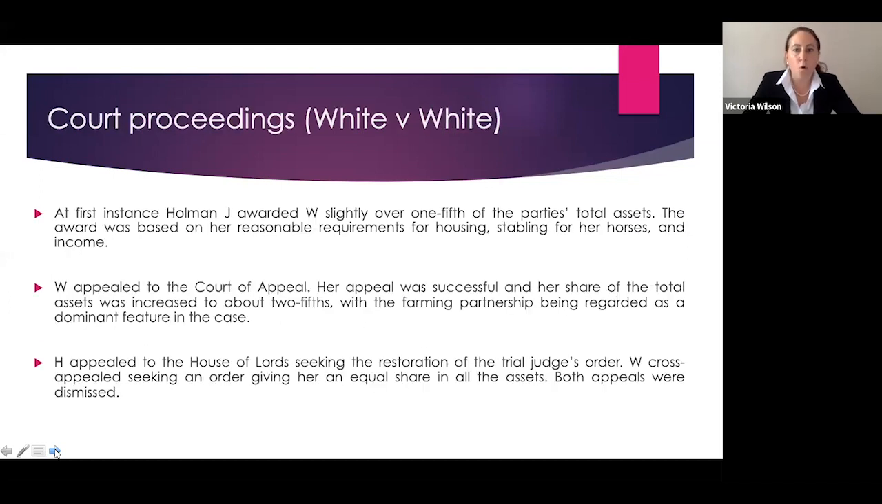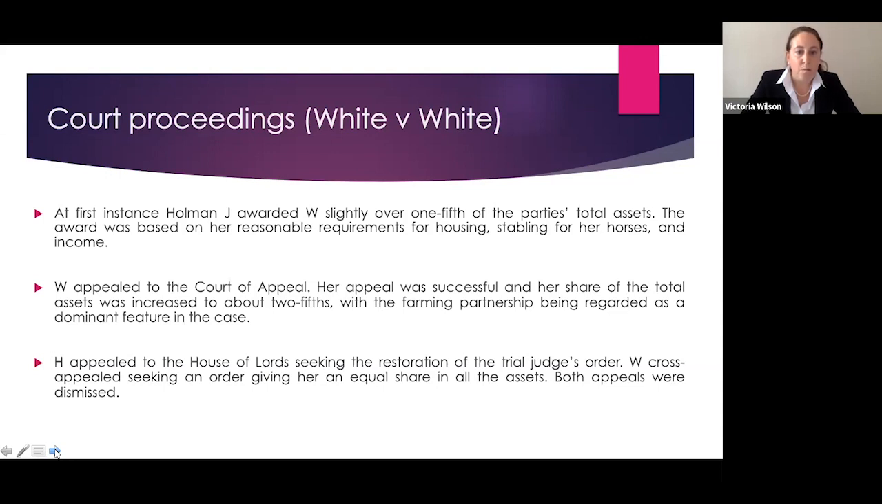I'll now turn to the court proceedings. Now, at first instance, it was before Mr. Justice Holman. He decided to award the wife slightly over 1/5 of the parties' total assets. And what's important about his first instance decision is that he based the award on her reasonable requirements for housing, stabling for her horses, and based on her reasonable income requirements. She wasn't happy. She appealed to the Court of Appeal and she succeeded. And so her share of the total assets went up from 1/5 to about 2/5. And at Court of Appeal level, the farming partnership was regarded as a dominant feature in the case.